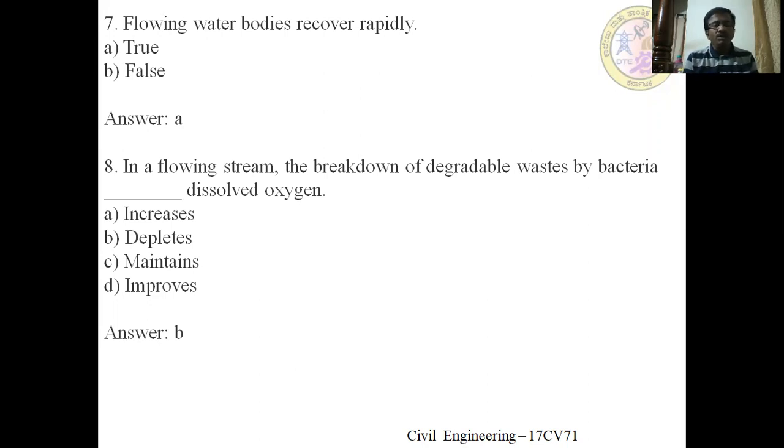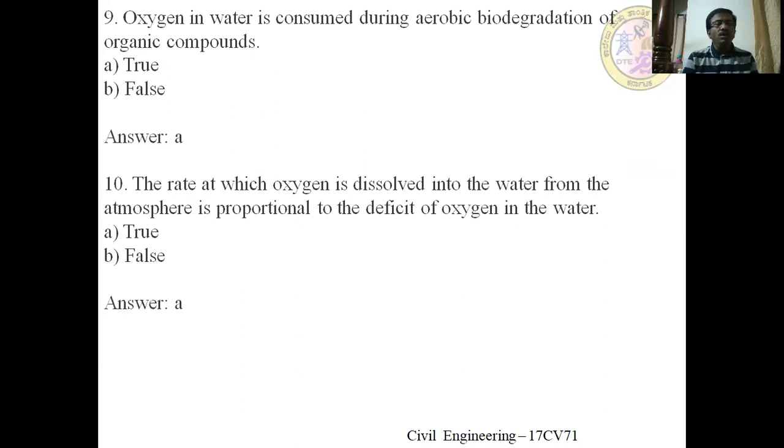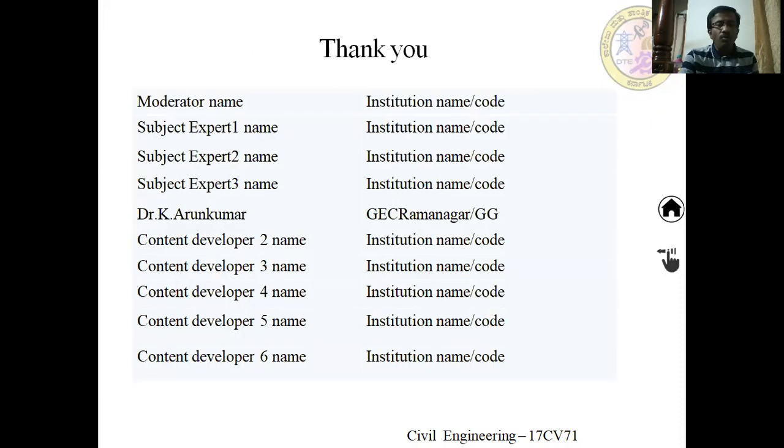In a flowing stream, breakdown of degradable waste by bacteria depletes the dissolved oxygen concentration due to the decomposition of the organic matter present in the water. Oxygen in water is consumed during the aerobic biodegradation of organic compounds. It is true. Aerobic bacteria utilize oxygen for degradation of organic matter. The rate at which oxygen is dissolved into the water from the atmosphere is proportional to the oxygen deficit in the water. Yes, it is true. If the deficiency is more, automatically more dissolved oxygen enters the water; otherwise, the absorption capacity is more.